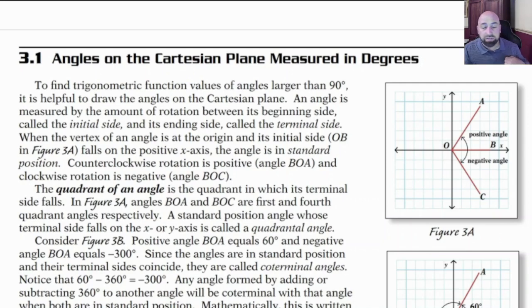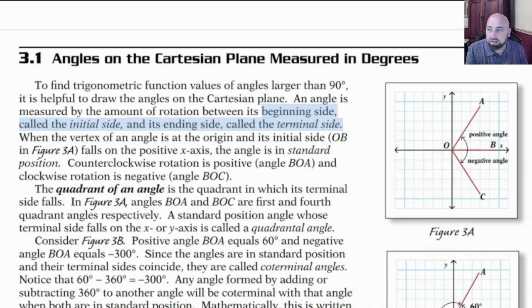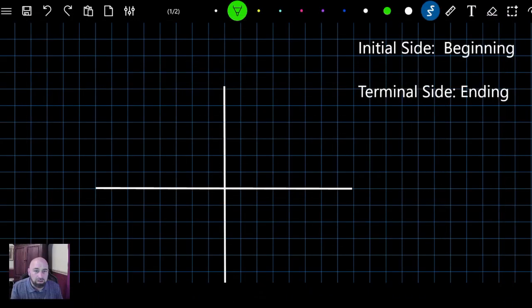All right, so let's first of all start with, you can see here where it says the beginning side right there is the initial side, and the ending side is called the terminal side. So I want to kind of address that before we go any further. So what does that mean? Look over here, and you will see that the beginning side is where the angle begins.